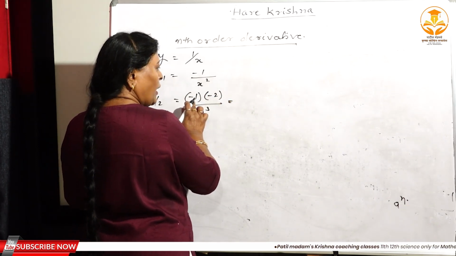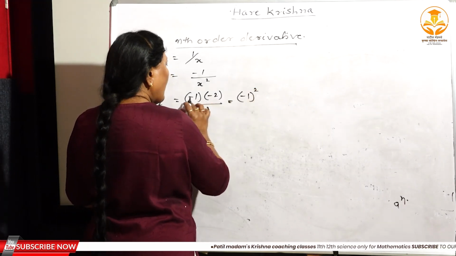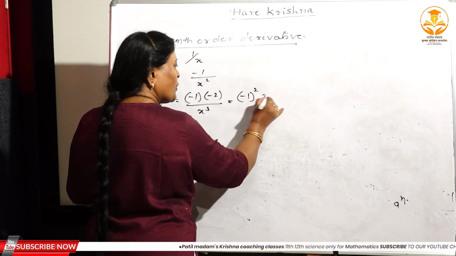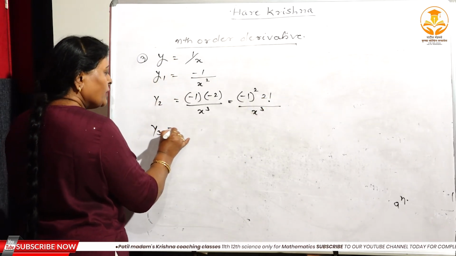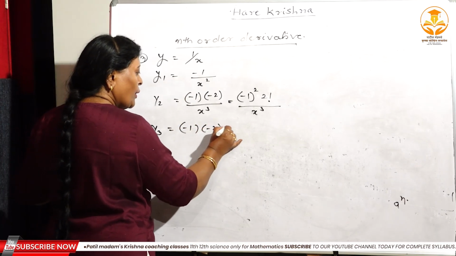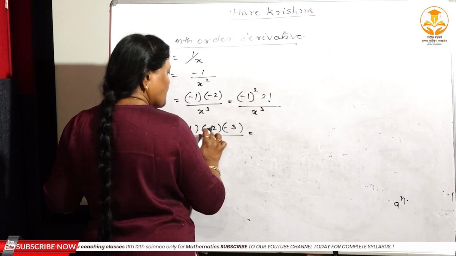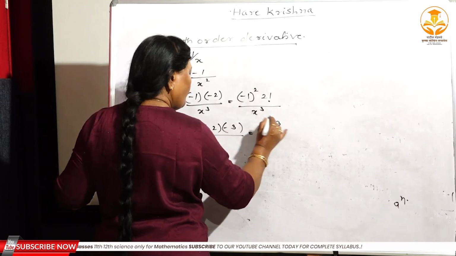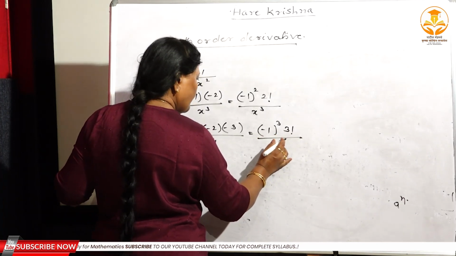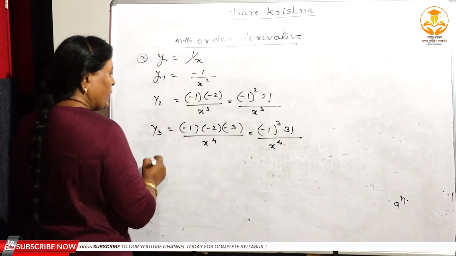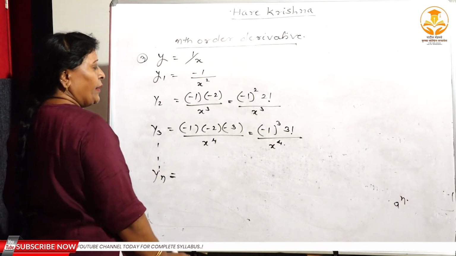Now the minus 1, how many times is it multiplied? 2 times, therefore minus 1 to the power 2, and here 1 into 2 you can write as factorial 2 divided by x cubed. Again y3 is minus 1, minus 2, minus 3 divided by x raised to 4, minus 1 to the power 3, 1 2 3 means factorial 3 divided by x to the power 4. Similarly, you can find the nth order derivative.